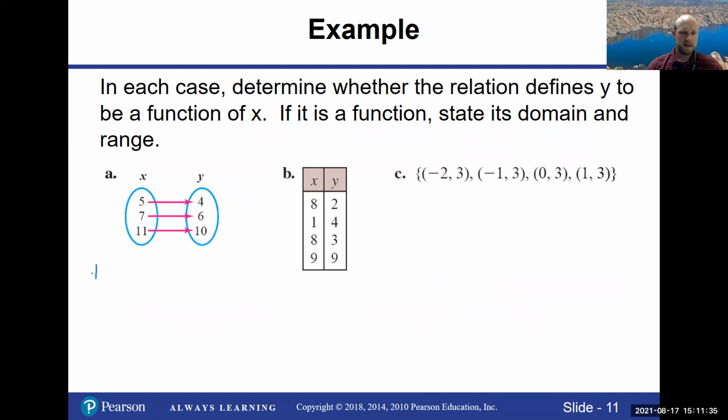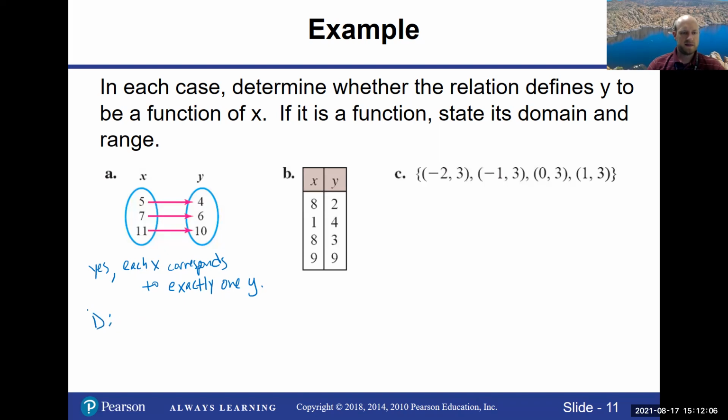Okay, so yes, I can say each x corresponds to exactly one y. And I'll show you examples of when it's not a function.